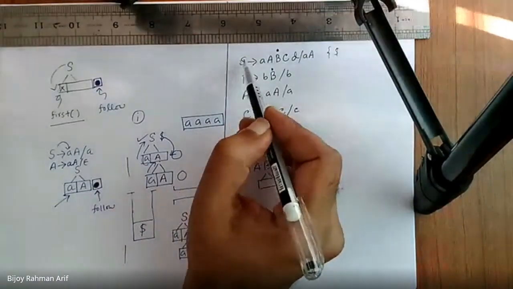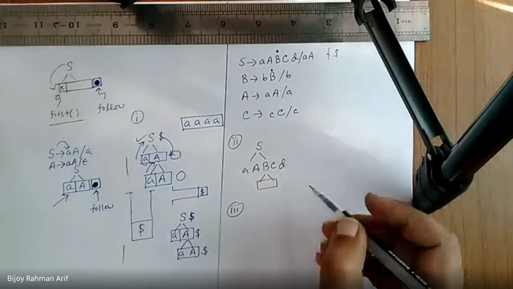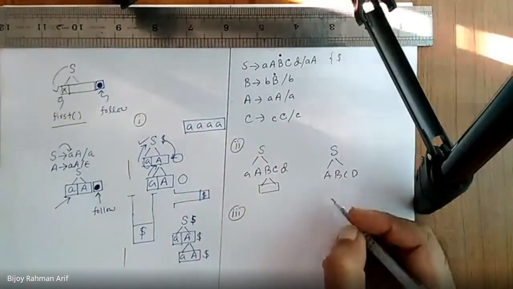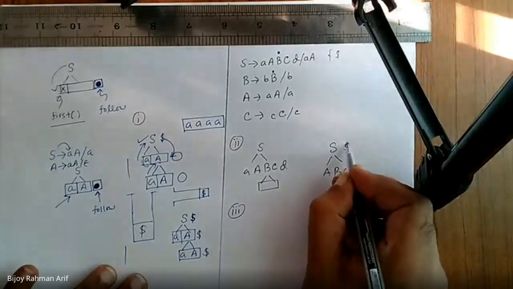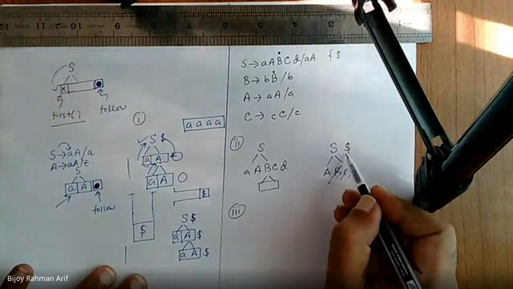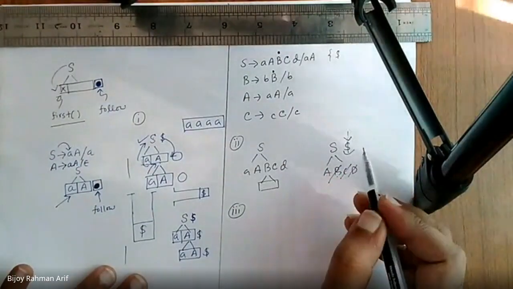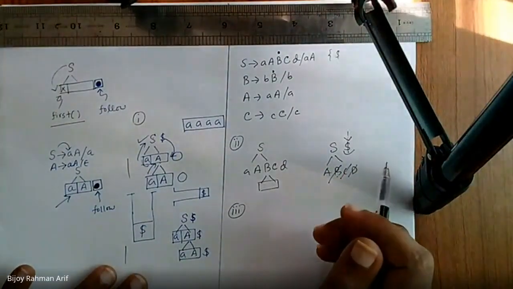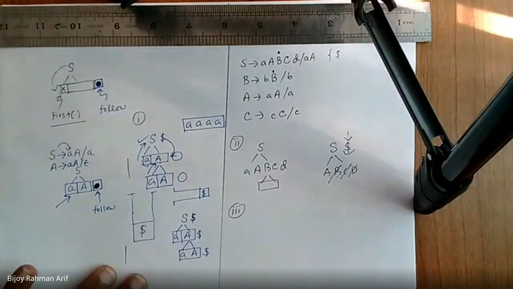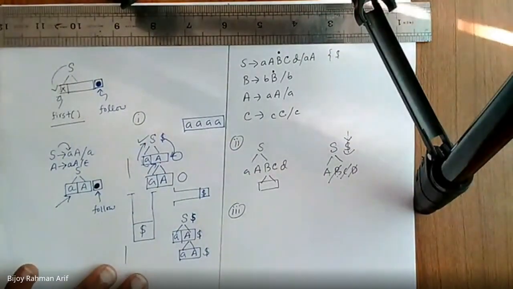Epsilon? No, it will absolutely never come, because S is always, for example, S derives A, B, C, D. Then S is definitely followed by dollar. If we cross out something, something, ultimately at the end we will get a dollar. So epsilon can never come to follow.